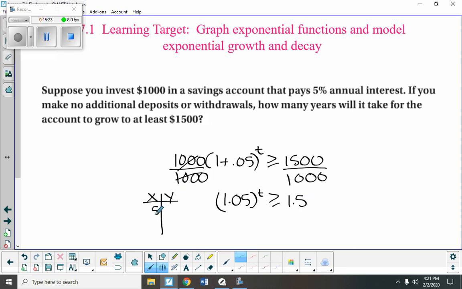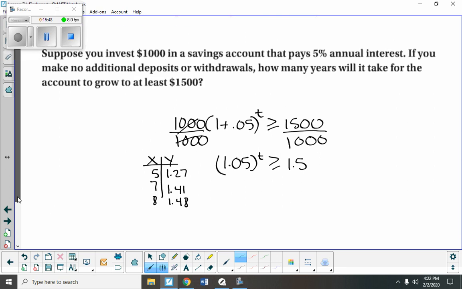So if it's 5 years, we'll substitute that in. 1.05 to the fifth is 1.27. So let's try 7. Not quite enough. That is 1.41. So that's getting closer. 8. 1.05 to the eighth, that's 1.48, almost there. How about 9 years? There we go, 1.55. So t has got to be 9, so t would equal 9. When t is 9, it's going to be greater than 1.5.